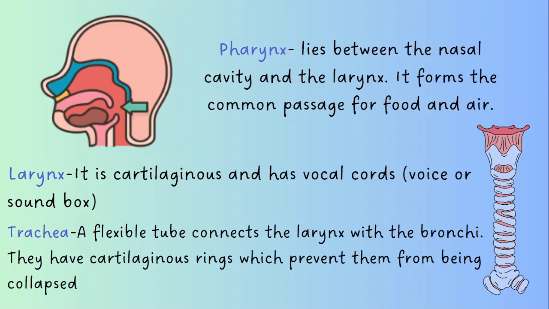Then comes our larynx. The larynx is cartilaginous and has vocal cords. It is also called the voice box or sound box. Next we have the trachea. The trachea is a flexible tube that connects the larynx with the bronchi, and it has a number of cartilaginous rings. What is the function of these rings? They prevent the windpipe from collapsing.